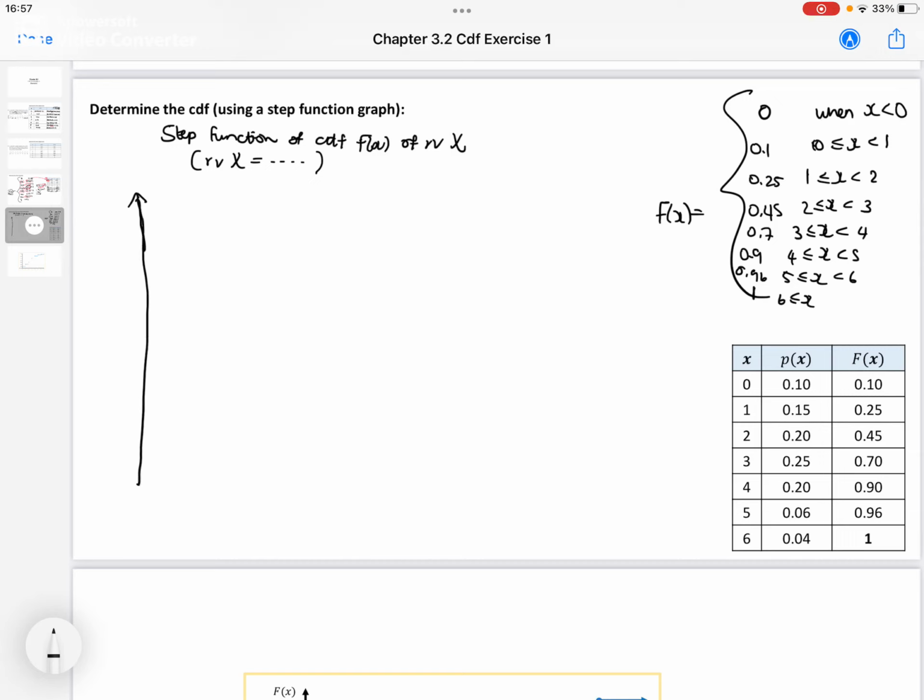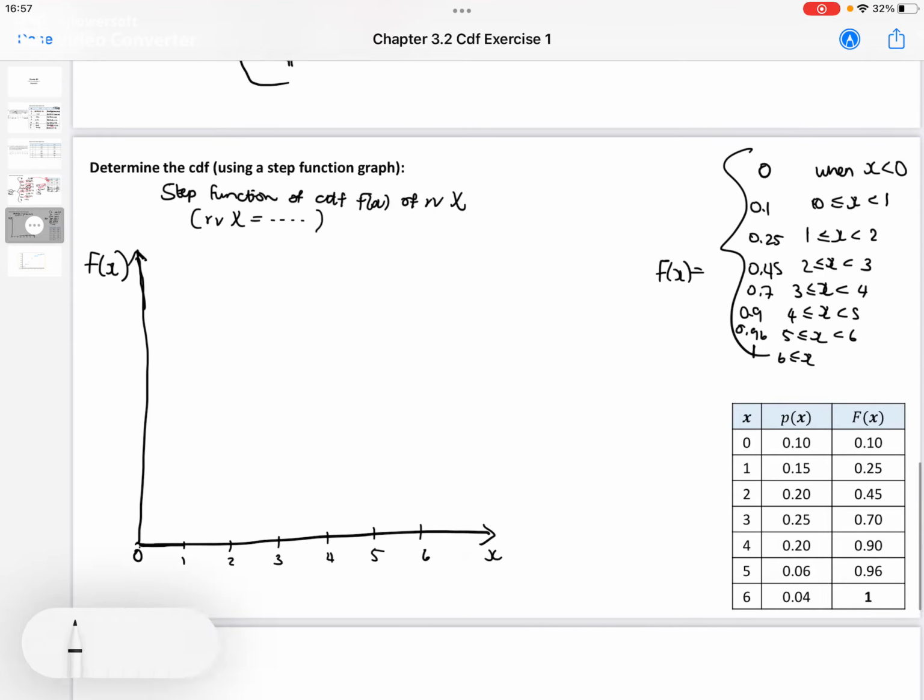Alright, so you draw your graph, start drawing your axes. On the y-axis, you have F(x), and on the x-axis, you have possible values of random variable X, so possible values 0, 1, 2, 3, 4, 5, and 6. And so how are we going to then draw the step function? We will use the formula. The formula will guide us.